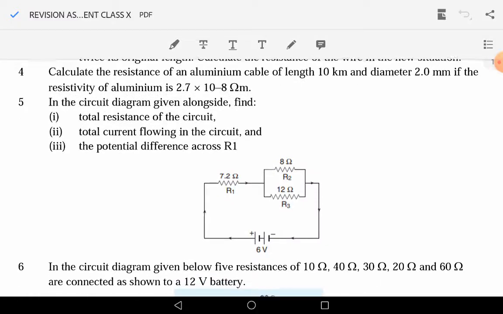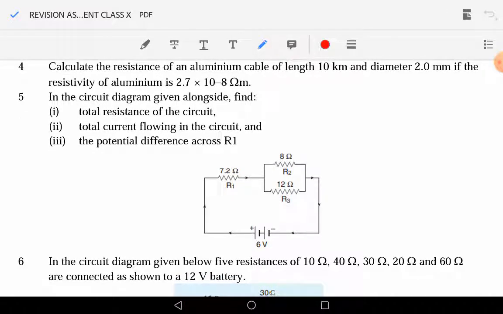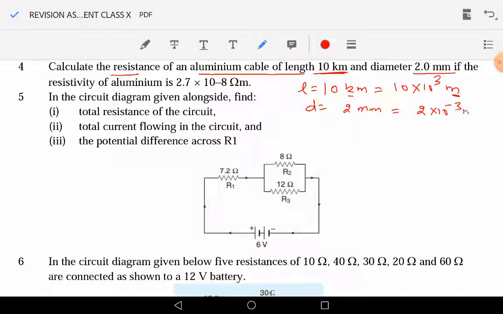Now moving on to the next question, question number 4, that calculate the resistance of an aluminium cable of length 10 kilometer. So length is equal to 10 kilometer. It is 10 into 10 raised to the power 3 meter. We have to change it into the SI unit. The diameter is given as 2 millimeter. We all can see. And again we have to change it into meter. So 2 into 10 raised to the power minus 3. But we know that in case of the resistivity, we never use the diameter. So the radius will be half of it, that is, we have to divide by 2, and it becomes 1 into 10 raised to the power minus 3.